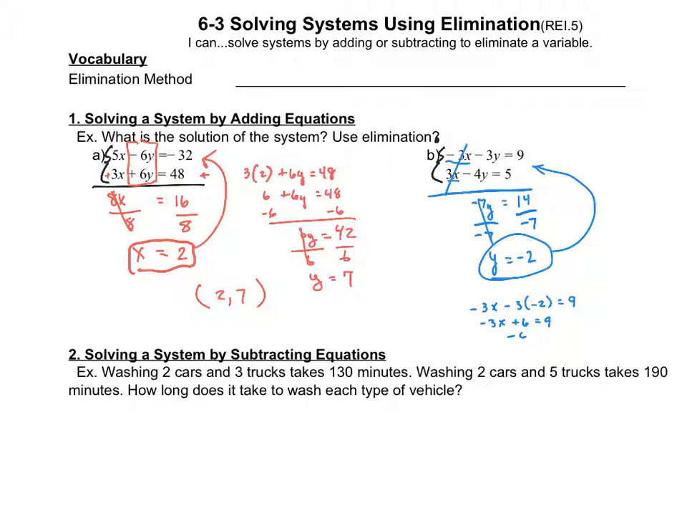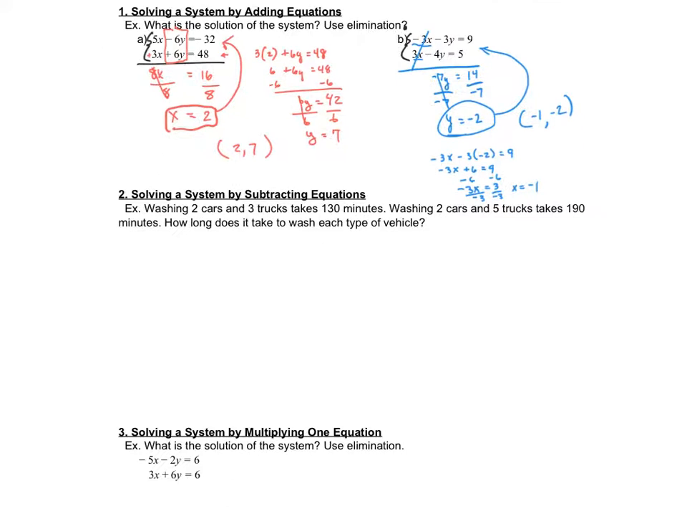Subtracting 6 from both sides to combine like terms. And I have -3x equals 3, divide by -3, and then x is going to be -1. So my ordered pair solution is going to be (-1, -2). Solving using the elimination method, we are eliminating one of our variables.